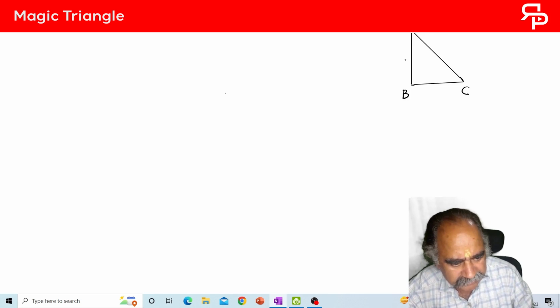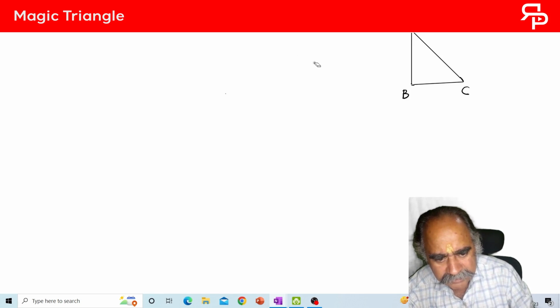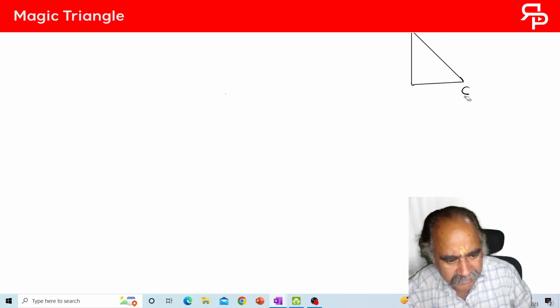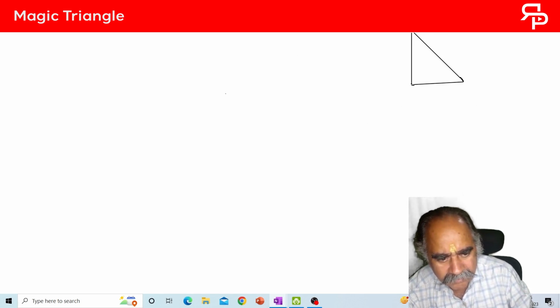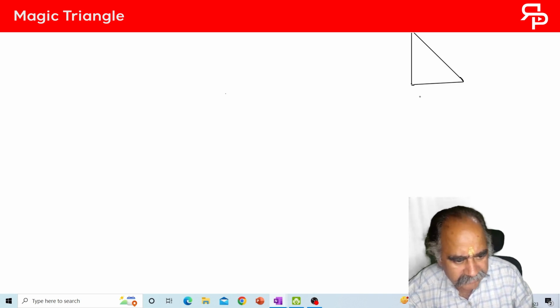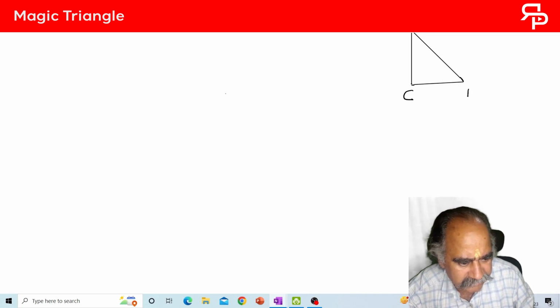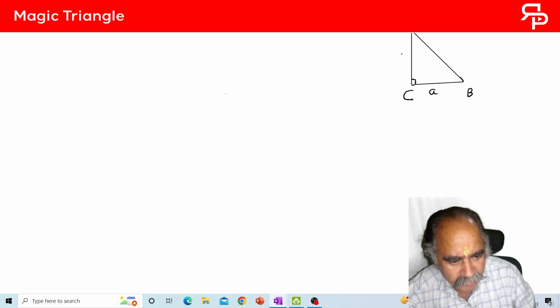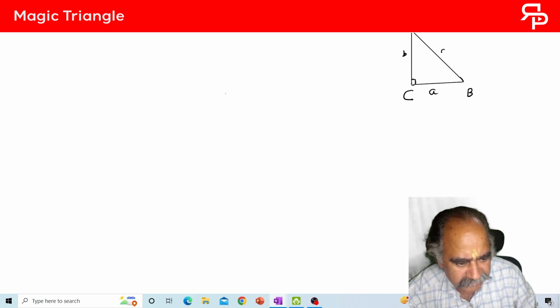The hypotenuse we take as C. And this is B. The side opposite to A we take as small a in length. The side opposite to B is small b in length. And the side opposite to C is small c in length.